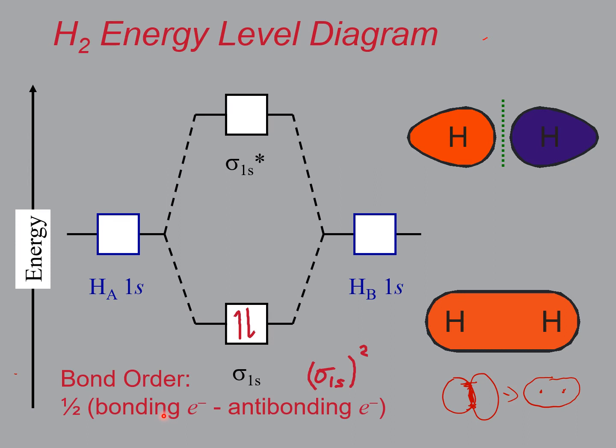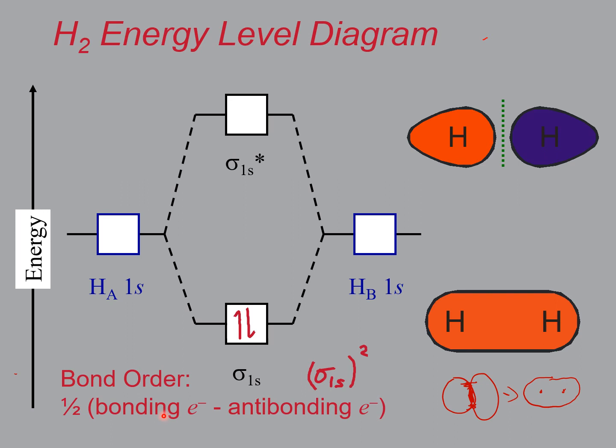So the other thing that we need to understand is this thing called bond order. All bond order tells you is, relatively, how many more bonding electrons you have than anti-bonding electrons. Bonding electrons help the molecule stick together. Anti-bonding ones would encourage it to fly apart. As long as you have more bonding electrons than anti-bonding electrons, you're fine.